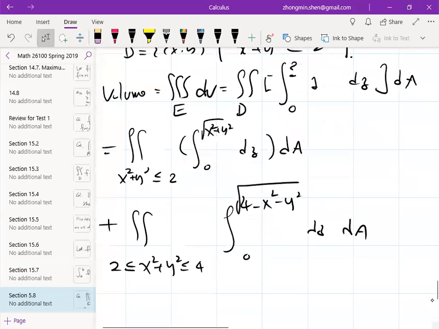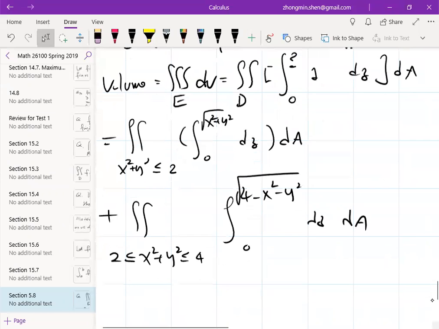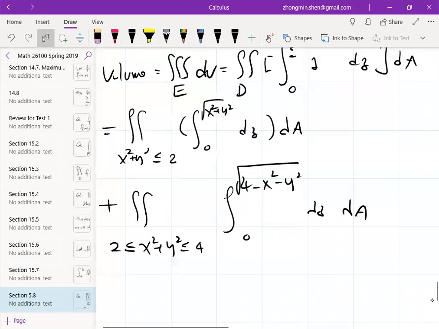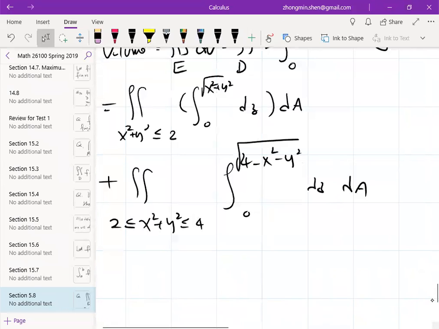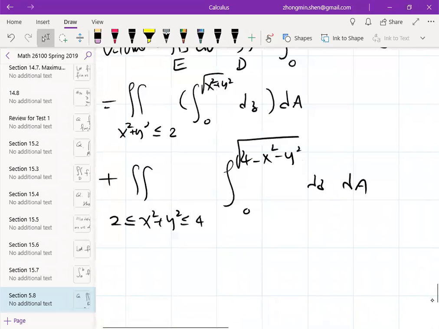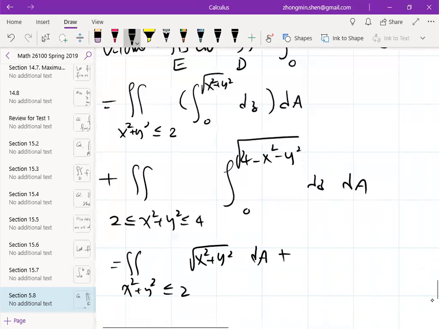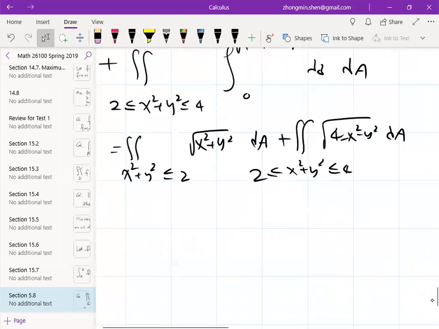Then you can use polar coordinates to evaluate these two double integrals. You get the same result. I just said that sometimes you can still use this as a method to solve it. So you will get the integral of the square root of x squared plus y squared dA, and another double integral of the square root of 4 minus x squared minus y squared dA. Slightly different, but if you use polar coordinates, you can evaluate without any problem, and you get the same result.